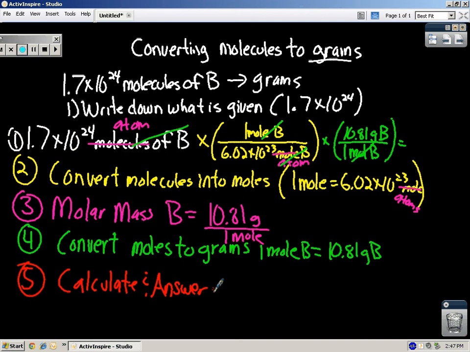And that should be, let's take a look. Let's see, I'm going to do it on my calculator. There you go, nice and slow. 1.7 exponent 24 divided by 6.02 exponent 23. Then I'll multiply that value by 10.81. And you should get 30.53 as your answer. 30.53 grams of boron. And that's your final answer. 30.53 grams of boron. Okay, so, sorry. Well, if you round up, it goes to 30.5, but that's trivial at this point.